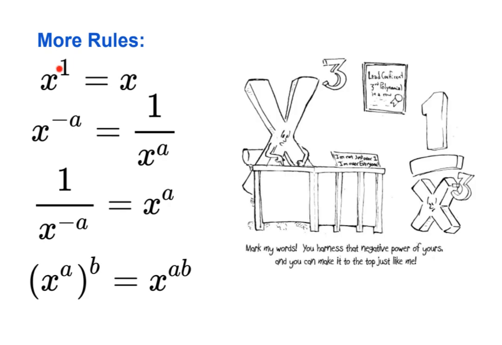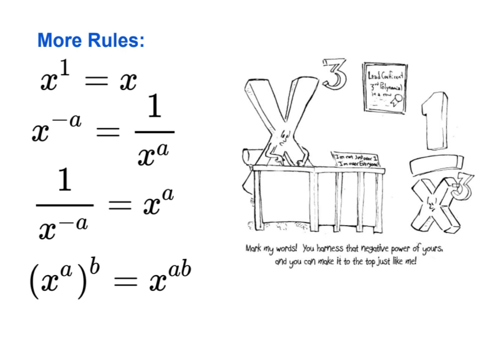Anything to the first power is itself. So 12 to the first power would be 12, or x to the first power can be just written as x. The next two rules deal with those negative exponents.